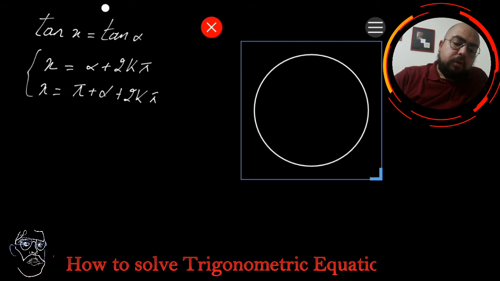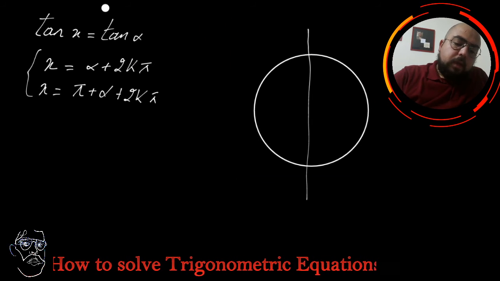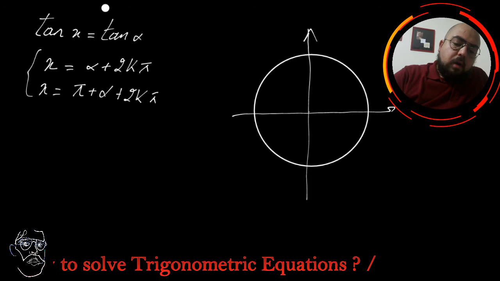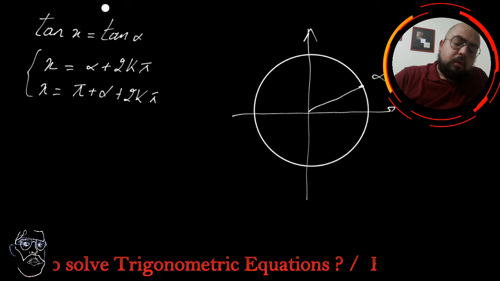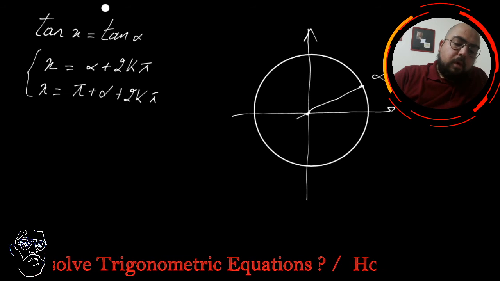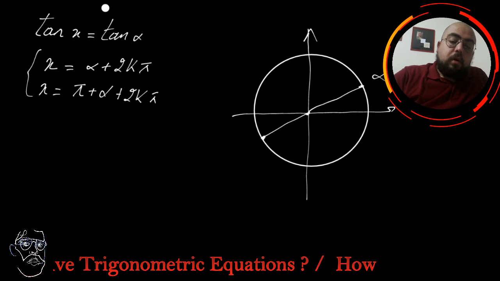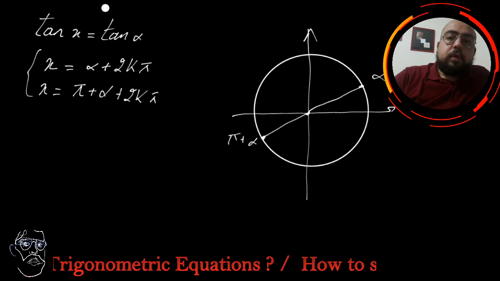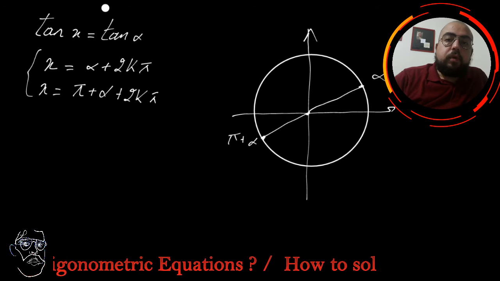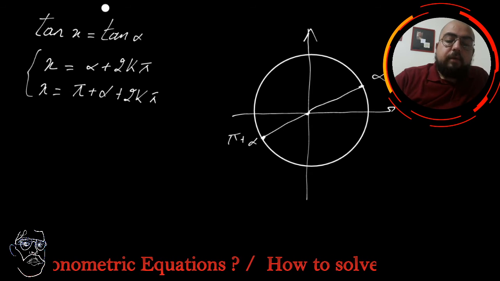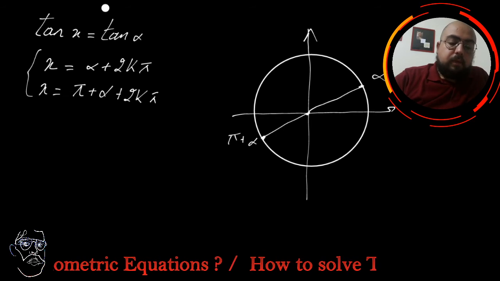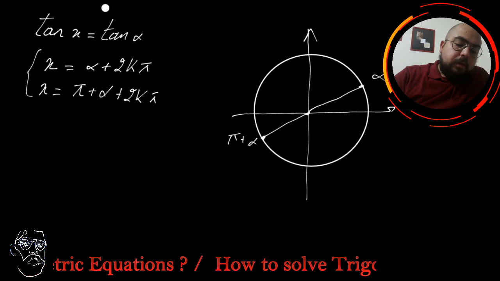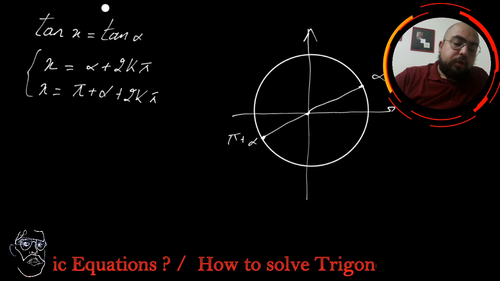So, to remind you that tangent of alpha and tangent of pi plus alpha both are the same, since in the first quadrant it's positive and in the third quadrant it's positive, so you will have alpha and pi plus alpha. Now I can arrange these equations.